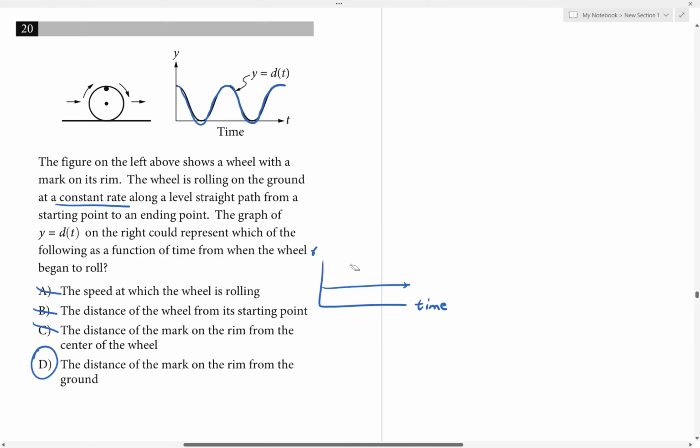And that matches with the point. If you graph this distance, that should match with this graph. It goes down and up, down and up. As the wheel turns, the point gets lower and then higher, lower and higher compared to the ground. So for number 20, our answer should be letter D.